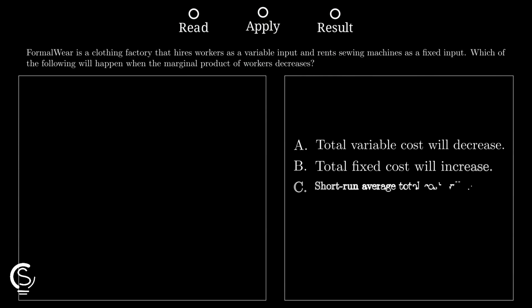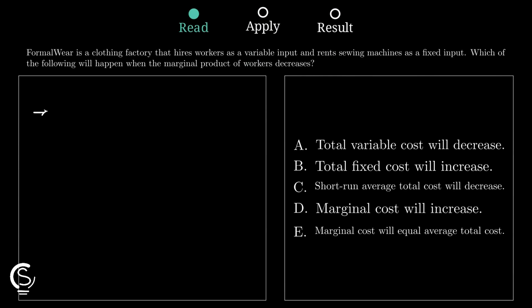In the short run, marginal cost and marginal product share an inverse relationship. When each additional worker becomes less productive, it actually costs the factory more to produce each extra unit.